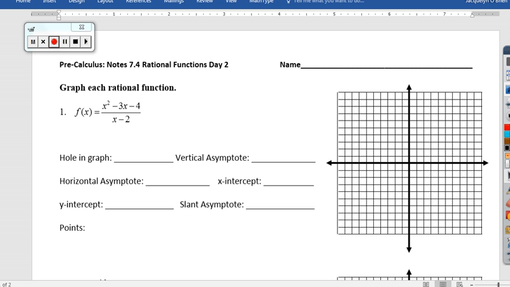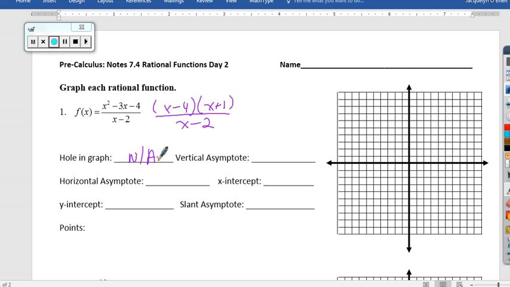Everybody, today we're going to continue on with graphing our rational functions. The only new thing we're introducing is a possible slant asymptote. Like before, we want to start by factoring. So this is going to factor into (x - 4)(x + 1) all over (x - 2). I notice that none of the factors cancel.